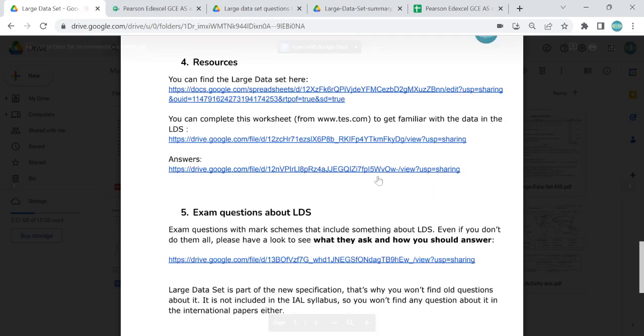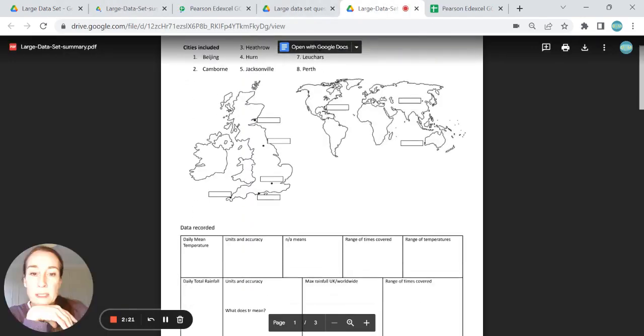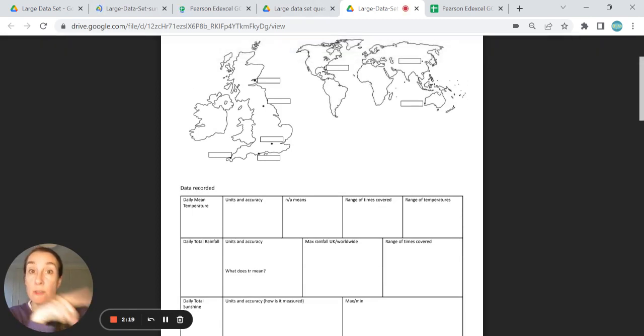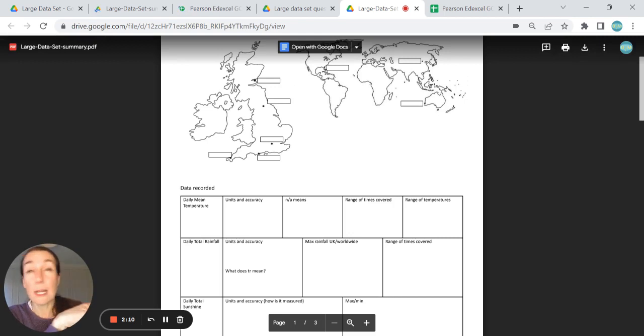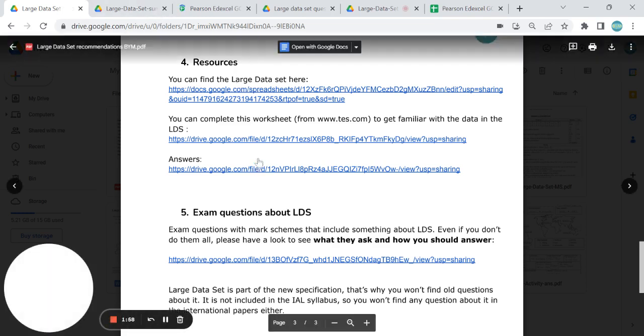Then I have a familiarization task, which is not mine, I got it from test.com, where you have a series of questions that you can answer using the large data set, the Edexcel Excel sheet, to find information, and it will help you to get familiar with it. It's not that you need to remember everything, but if you do it, probably you will remember some things. So this is the sheet and this is the answers.